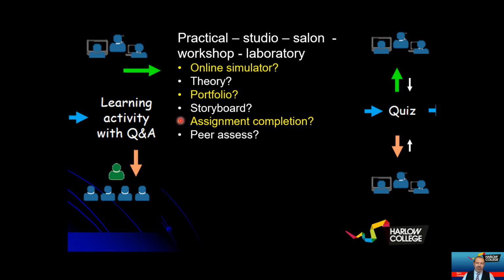Have they got assignments they can be working on or completing whilst you're working with the practical tasks? Is it possible for them to peer assess the practical work that the in-college group are doing? So there's a few options that you could consider for where you're teaching a practical class in college with the other half of your group online.